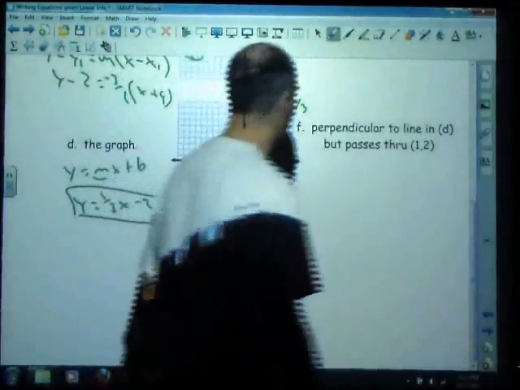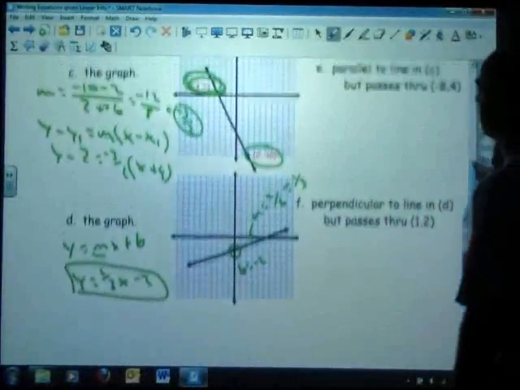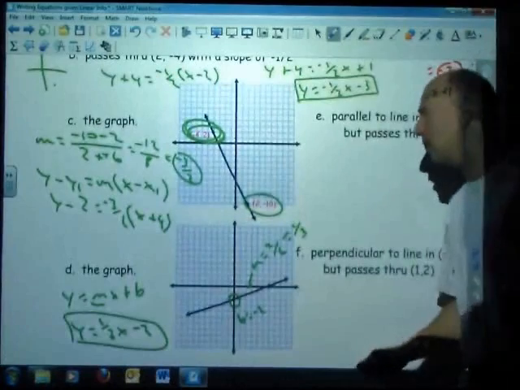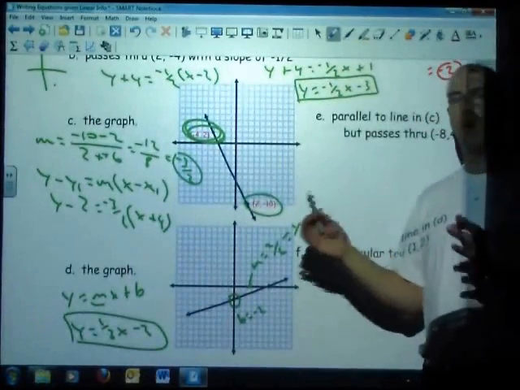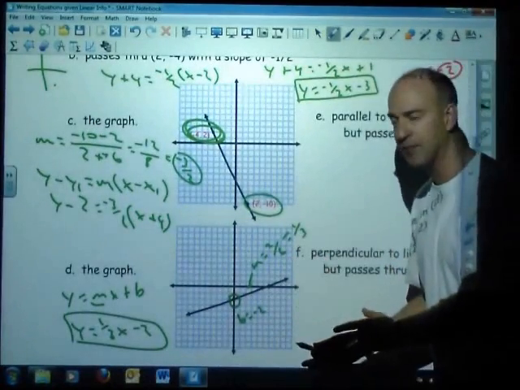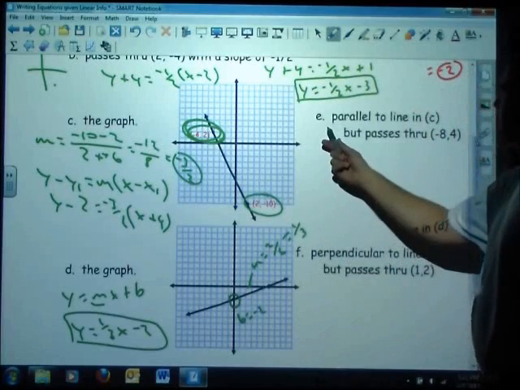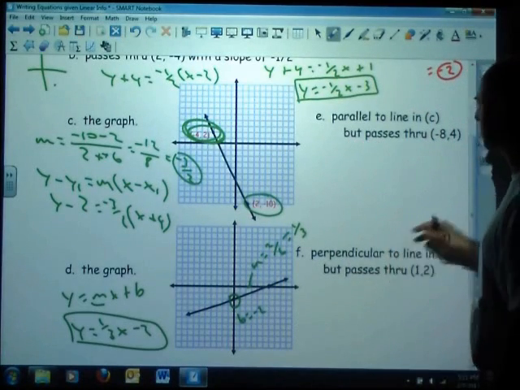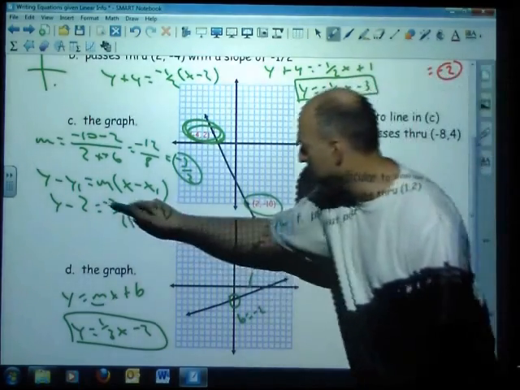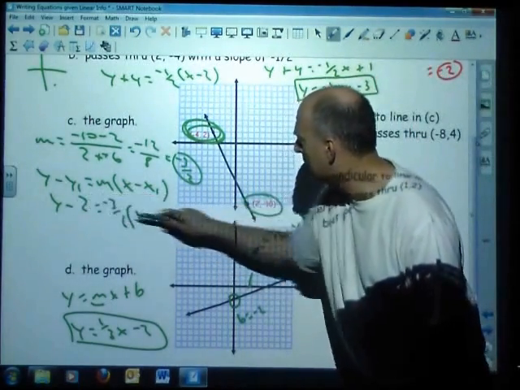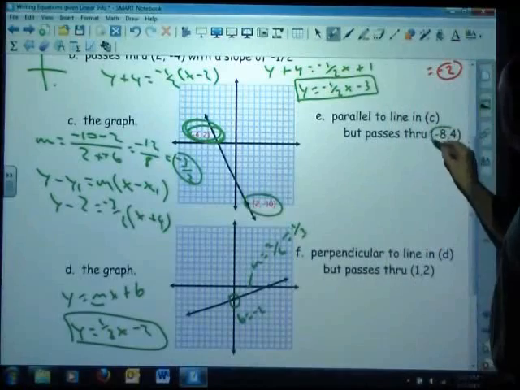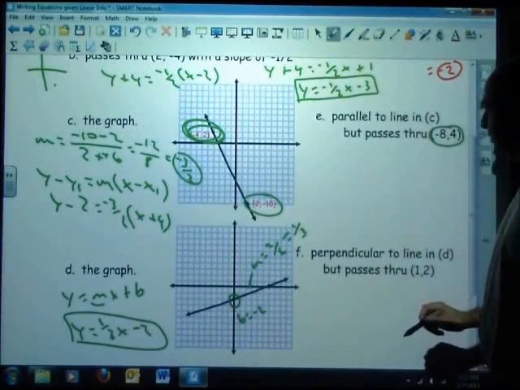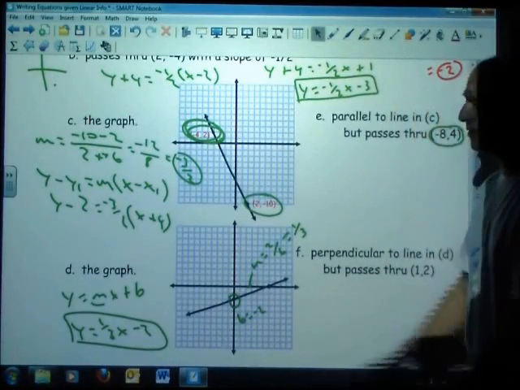Okay? All right, now, one of the things you're going to be asked to deal with more than likely is they give you information about one line compared to another line. So now in letter E, I'm saying I have a line that's parallel to the line in C, which we did this one right here, but it passes through this point right here.